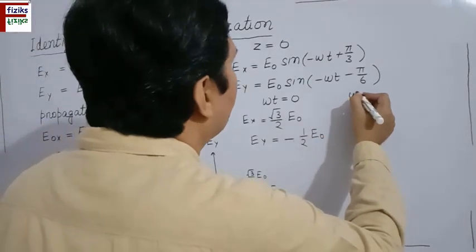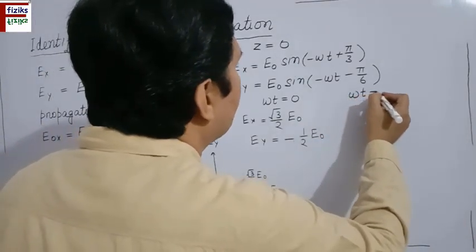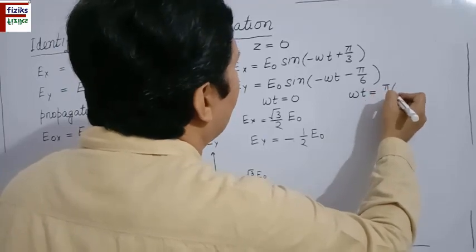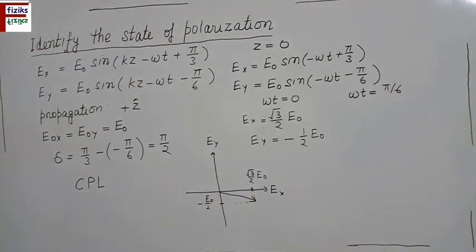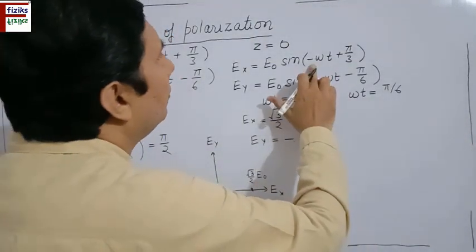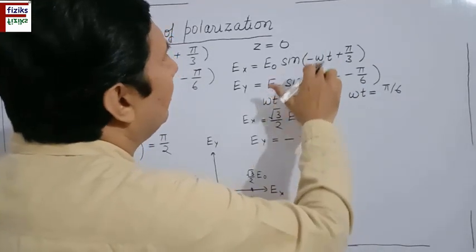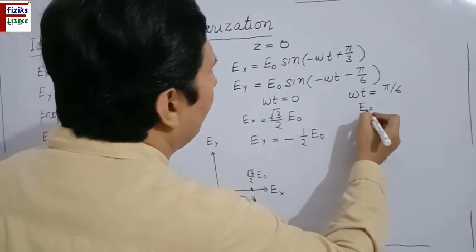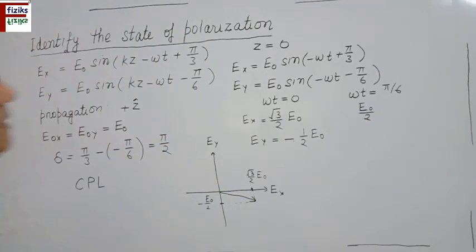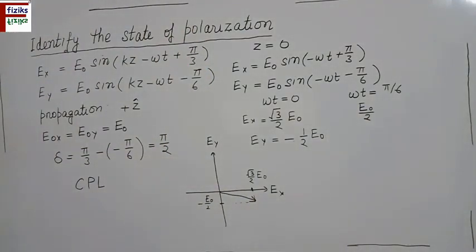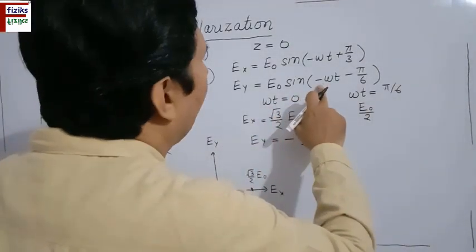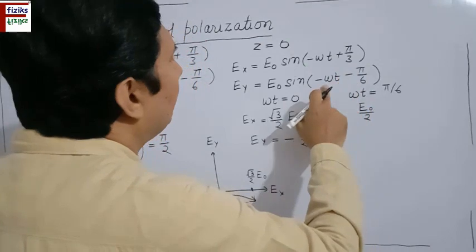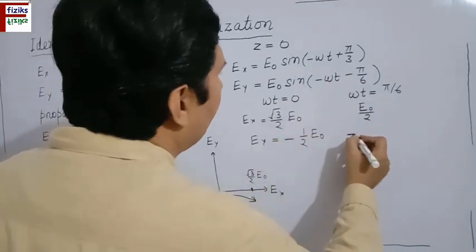Now I substitute omega t equal to pi by 6. You can substitute any value, but here I am assuming omega t equal to pi by 6. When I substitute it, Ex becomes E naught sine pi by 6, so it will become E naught by 2. And Ey becomes minus pi by 6 minus pi by 6, so this will become minus pi by 3.